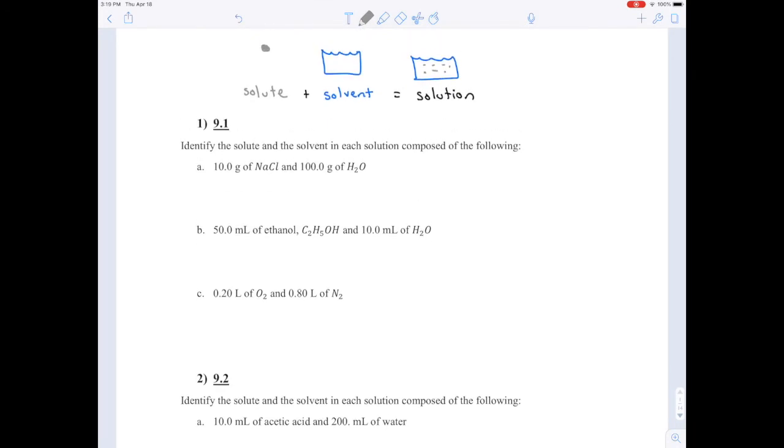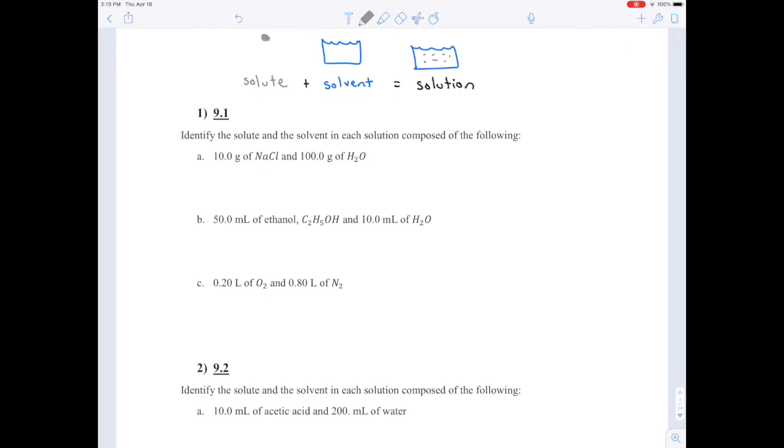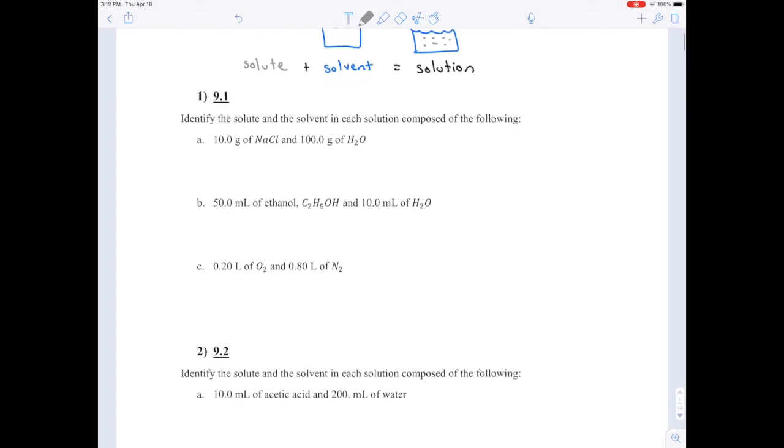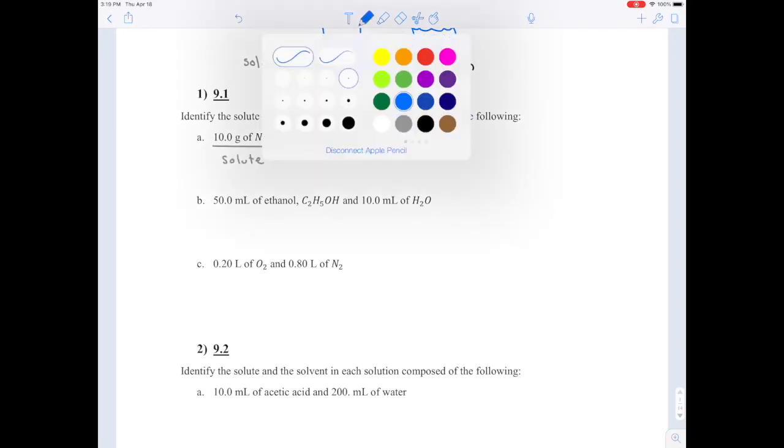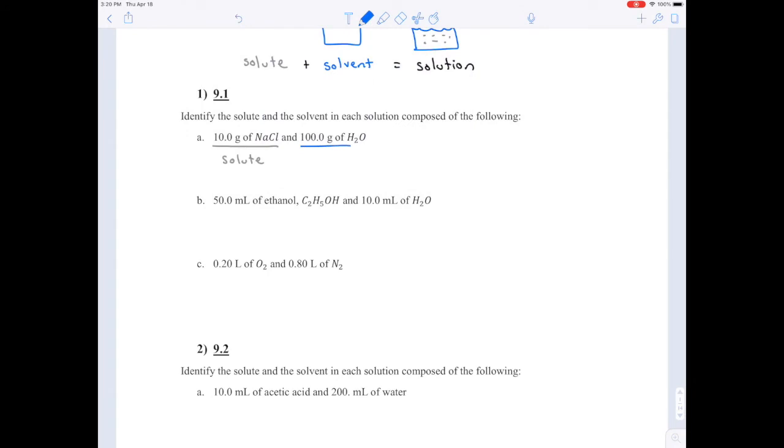So you can recognize a solute because it's what you have less of, and you can recognize a solvent because it's what you have more of. So in 9.1a, you have 10 grams of NaCl and 100 grams of H2O. Because 10 grams is less, NaCl is the solute, and because you have 100 grams of H2O, the H2O would be the solvent.